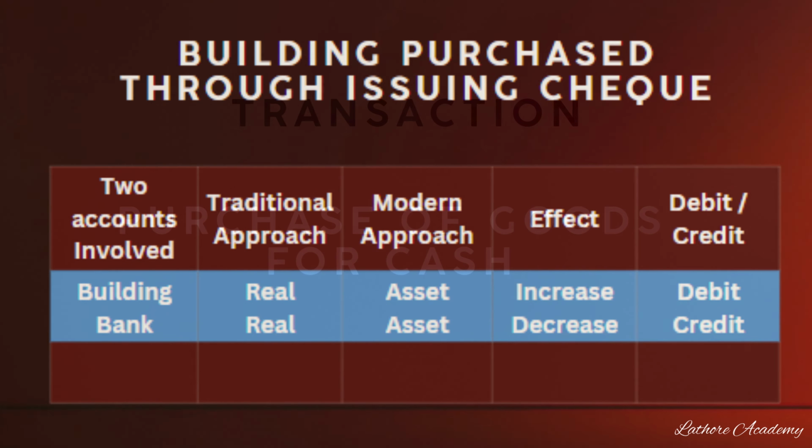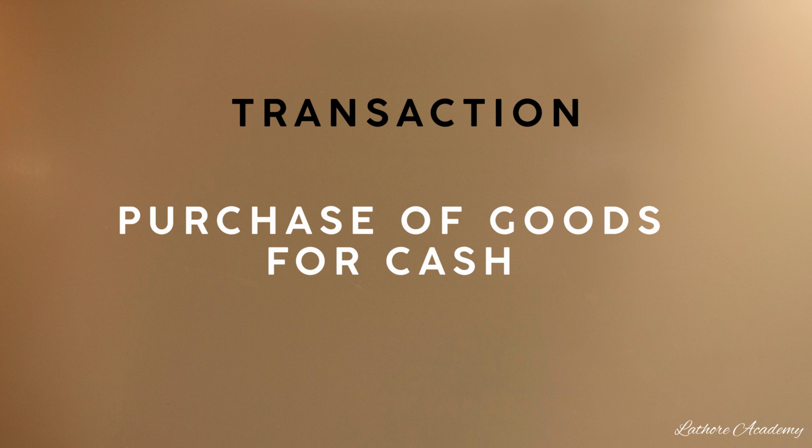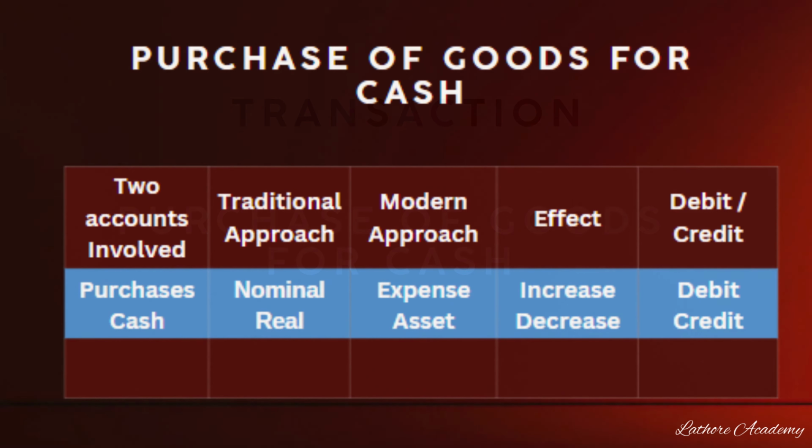Another transaction, let us understand. The purchase of goods for cash. So when the business is purchasing goods, the goods are coming into the business and the cash is going out of the business. The two accounts involved here are purchases account and cash account. Purchases is a nominal account as per traditional approach, whereas cash is a real account. And as per modern approach, purchases is an expense, whereas cash is an asset.